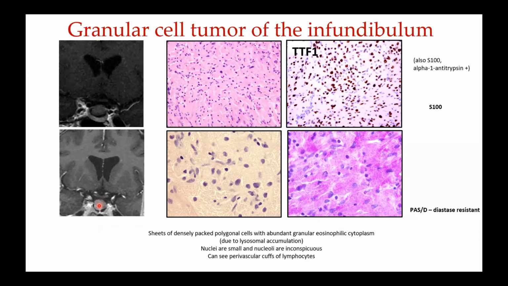They can occur anywhere along basically the stalk through the posterior pituitary. And here's an example of the granular pattern at a little bit higher power, a granular pattern that's associated with lysosomal accumulation. These tend to be PAS diastase resistant. And interestingly, they show TTF1 positivity. So TTF1 is a very useful marker for identifying these tumors, as are other markers like S100 and alpha-1 antitrypsin as well.